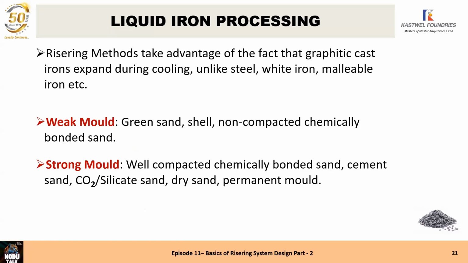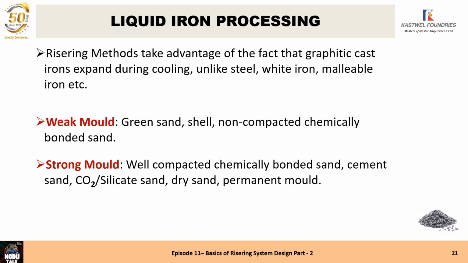Risering methods take advantage of the fact that graphite cast iron expands during cooling, unlike steel or white iron or malleable iron. Malleable iron is basically white iron after heat treatment converted to malleable iron. So unlike steels and white irons, risering methods take advantage of the fact that graphite cast iron, gray iron and SG iron expand during cooling and solidification.